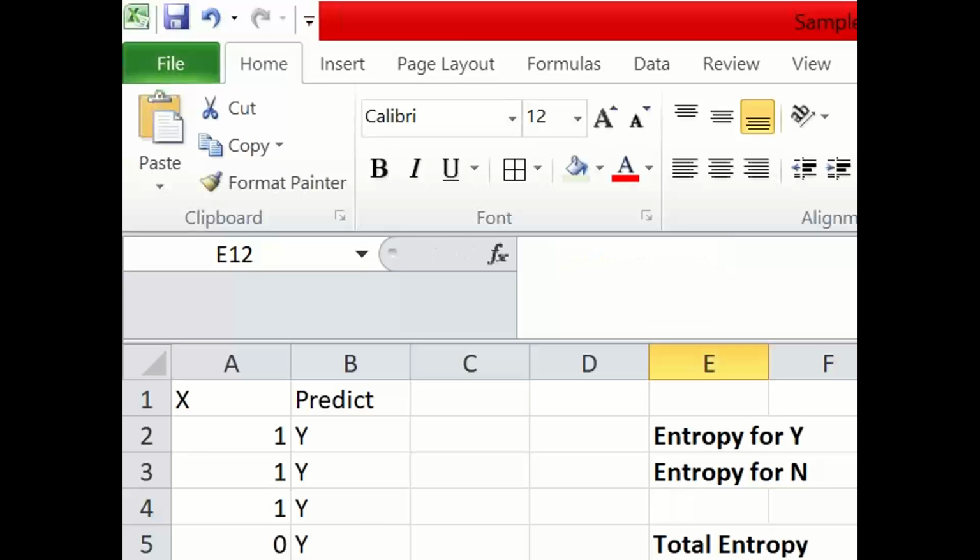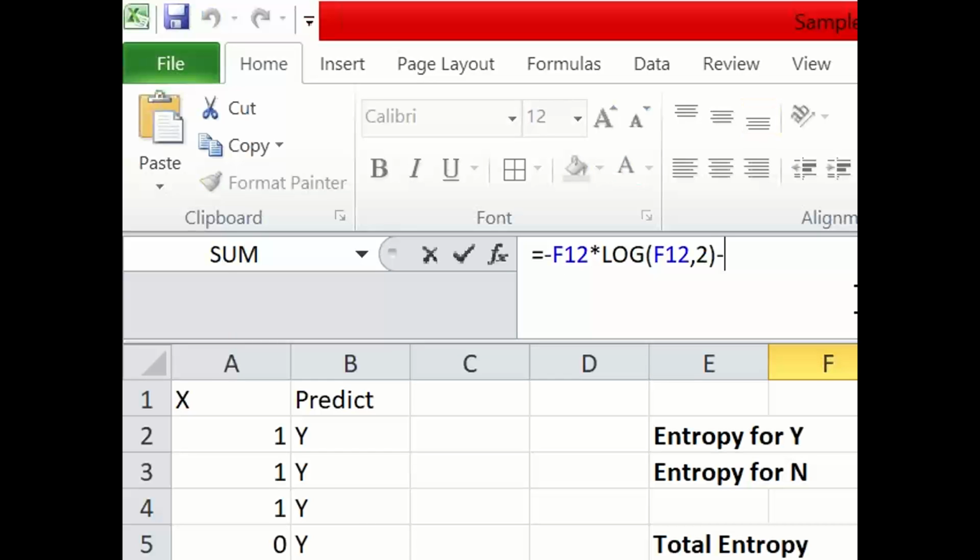So let me just calculate the Q also. This was P, and let us calculate the Q as well. Q will be equal to 1 minus this number. So I will say minus this multiplied by log of this number, base 2, right? So we are getting an entropy of 0.86.